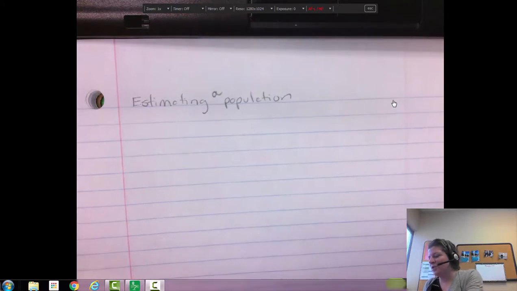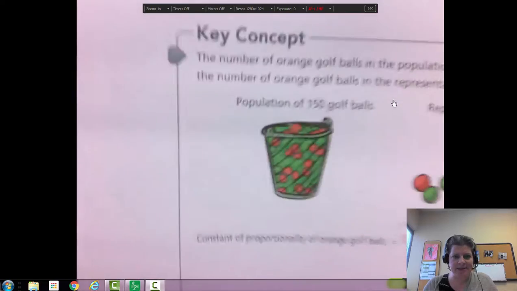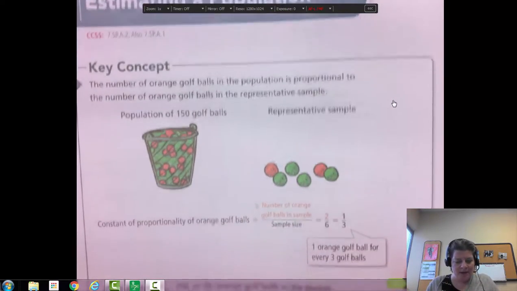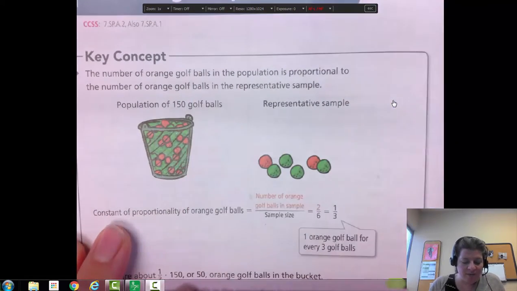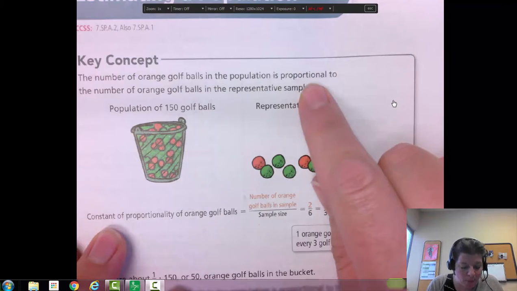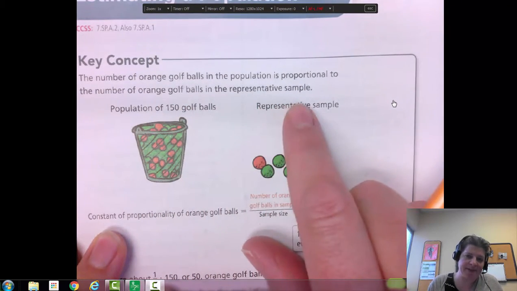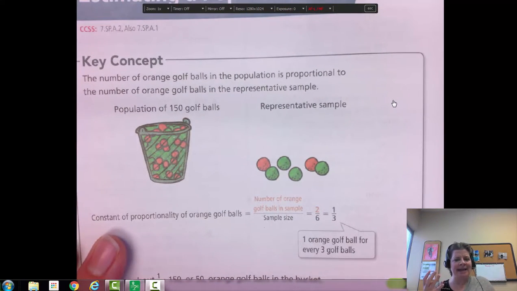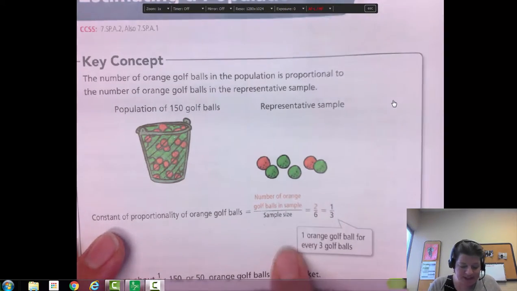So here's my first example from the book. Okay, so the number of orange golf balls in the population is proportional to the number of orange golf balls in the representative sample. So what was that word proportional? What did that mean again? Well, that meant a fraction that's equal. So here's our first example.